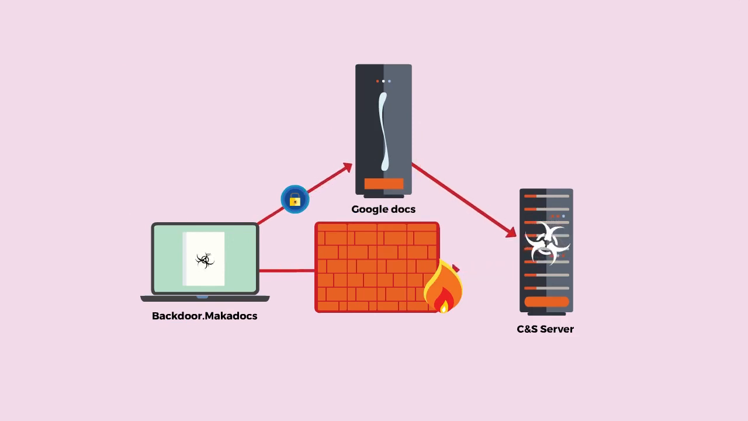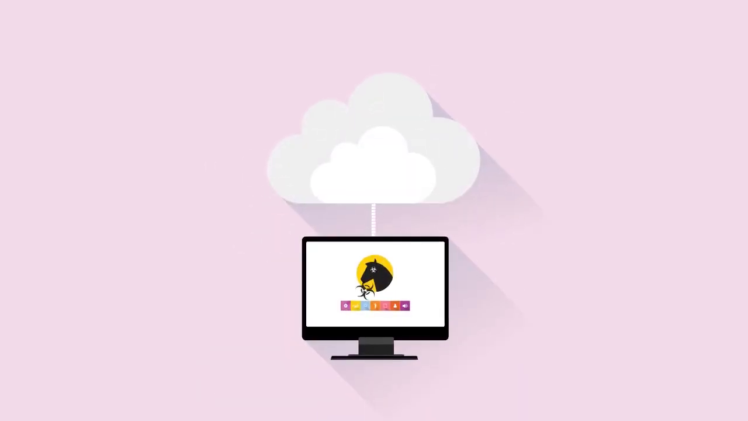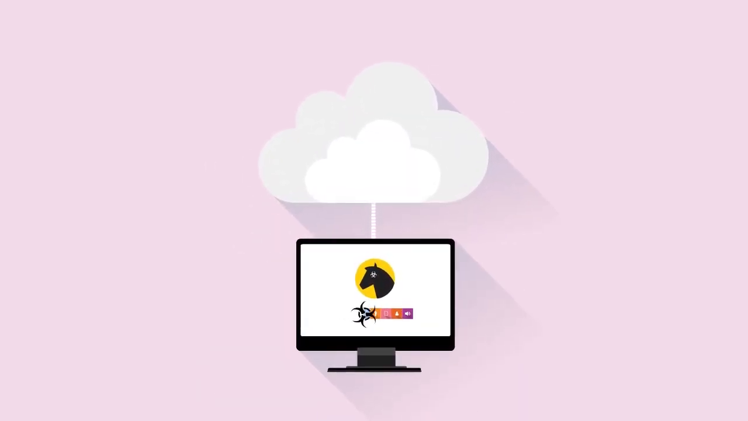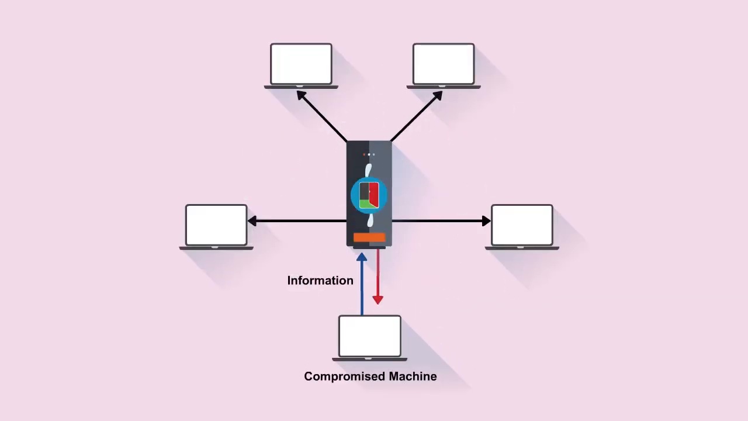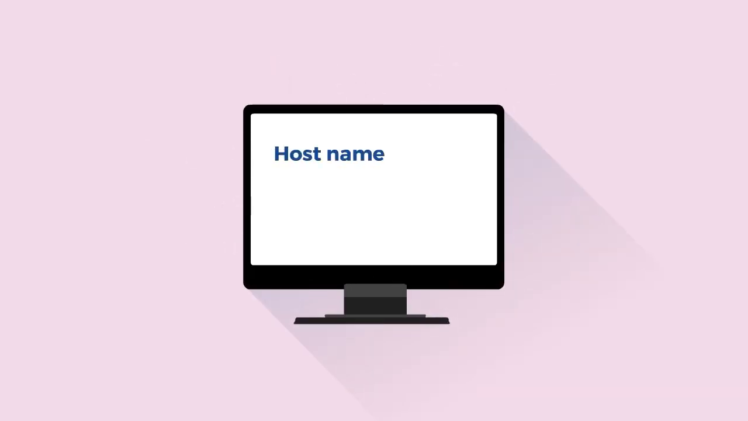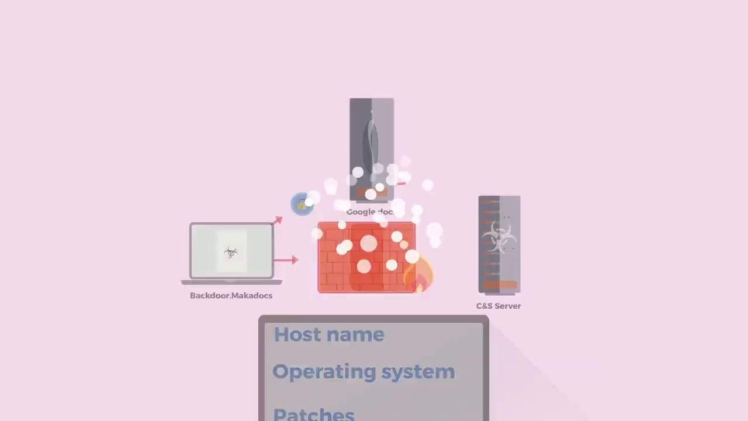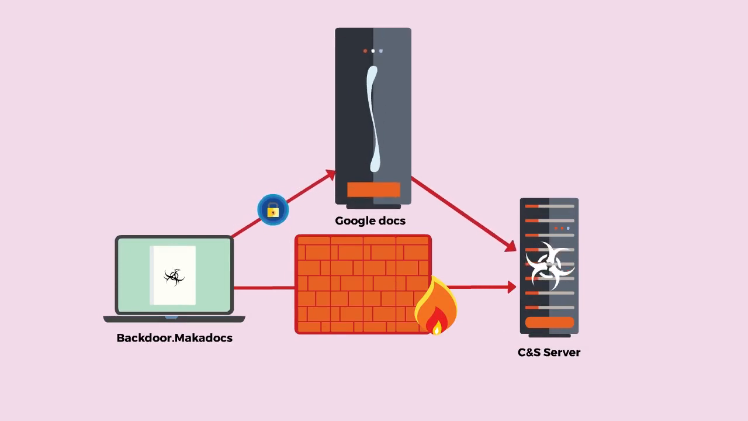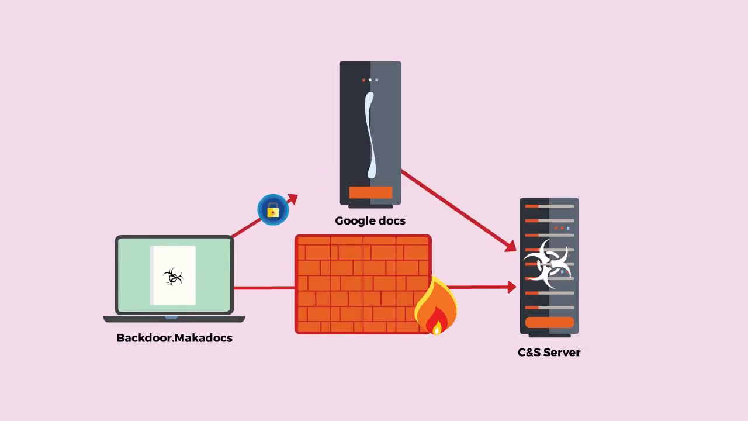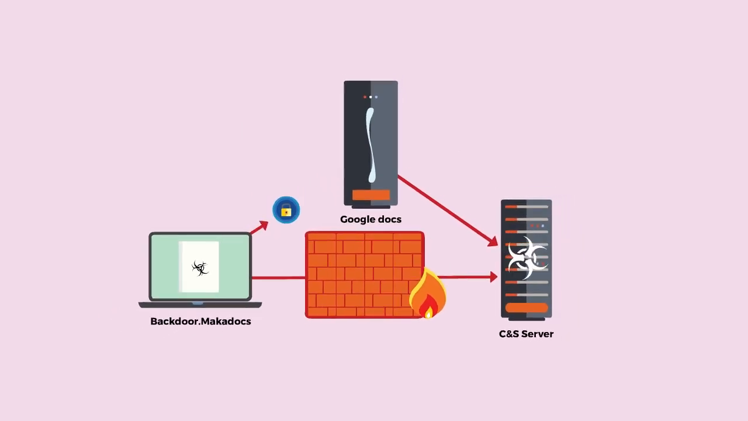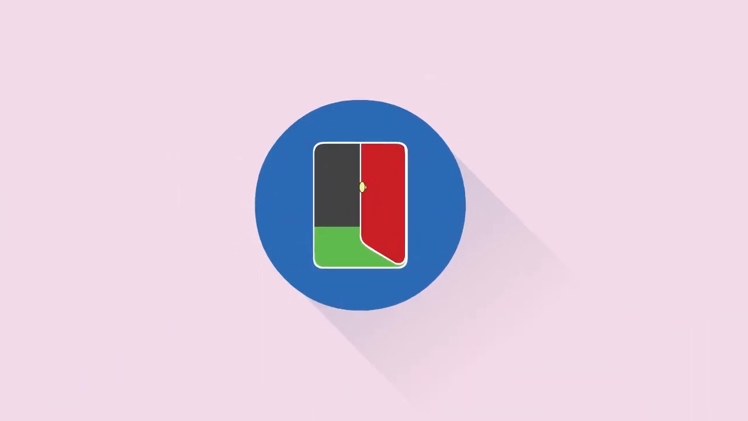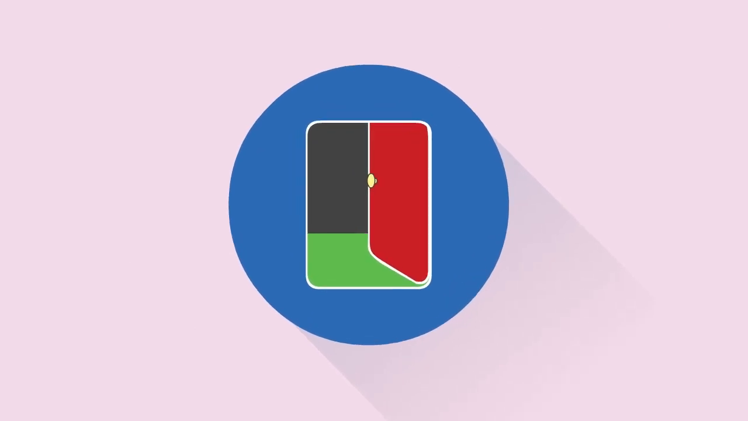This is Backdoor.Makadocs, M-A-K-A-D-O-C-S. It's a classic that targets Windows 8 using Google Docs. This appeared initially as a simple and typical backdoor Trojan horse, receiving and executing commands from a command and control server as it gathers information from the compromised computer, information like the host name and the type of operating system, and what patches and fixes have been applied. In this example, they used a Google Docs server as a proxy to bypass the firewall and send information back to the C2 domain. In this video, you looked at backdoor malware.